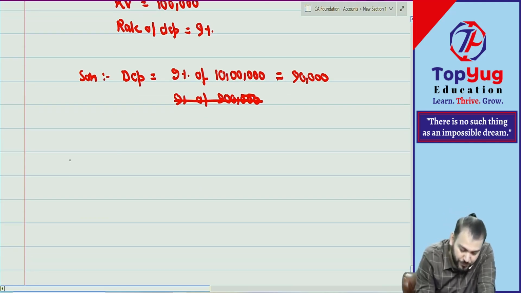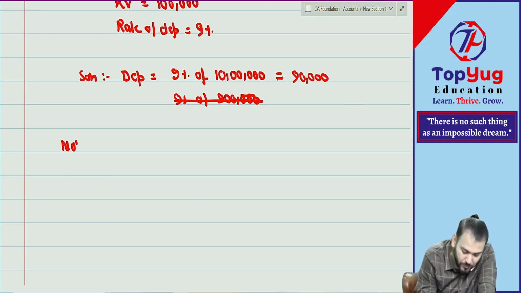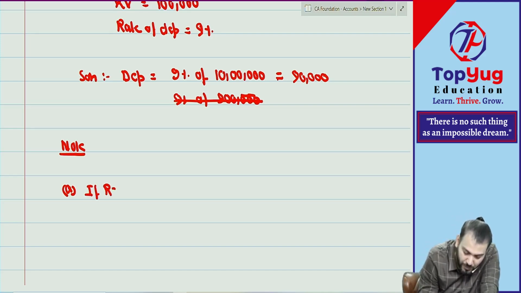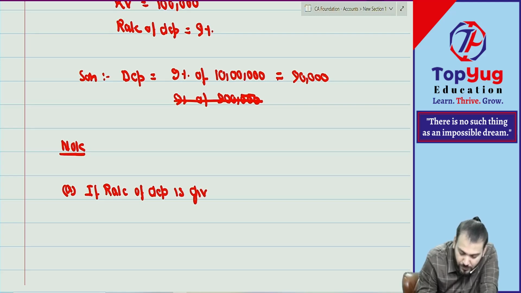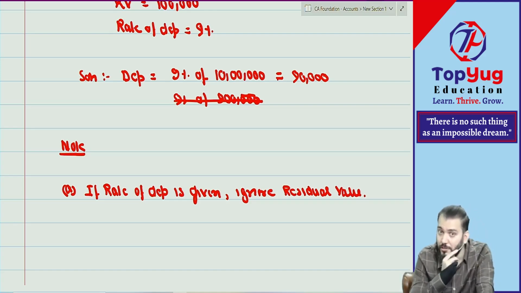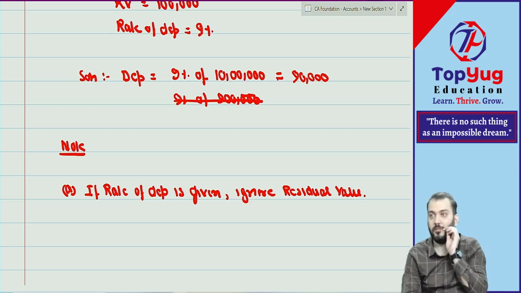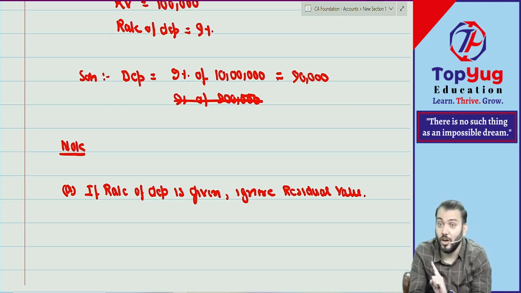Can I give one note? Note: if rate of depreciation is given, ignore what? Residual value. Yes or no? Ignore residual value because rate of depreciation is on cost. Correct?